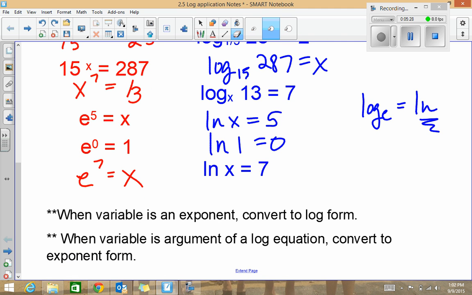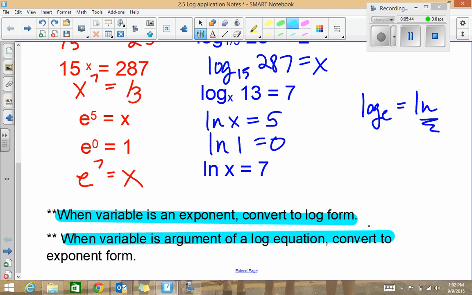So the main takeaway you want to take from this lesson is these two statements right here. When the variable is an exponent, you can convert it to a log form and it becomes your answer. When a variable is the argument of a log, you can convert it to an exponent form and again it goes to the other side of the equal sign. So let's look at some of those problems.